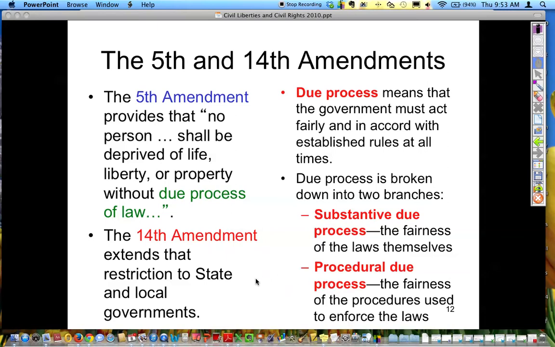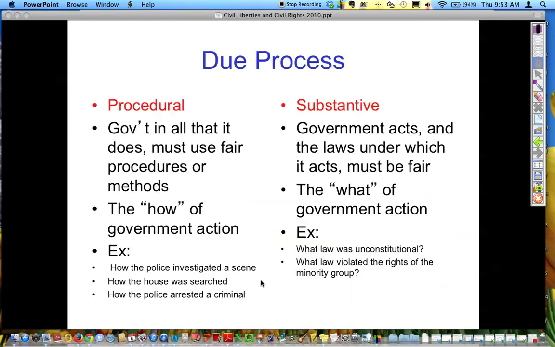So as I go through these next several slides, think to yourself, was it how the police or how the state acted, or was the law itself faulty in what they were carrying out? This again breaks it down. Government in all that it does must use fair procedures, the how. So how the police investigated the crime scene, how the house was searched, how the police arrested a criminal or person under suspected wrongdoing.